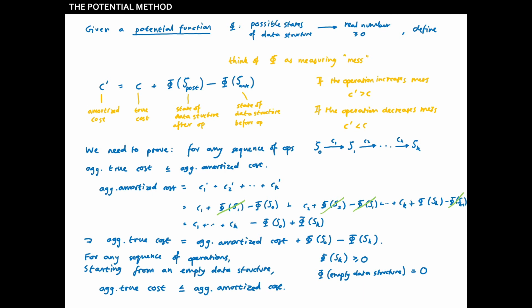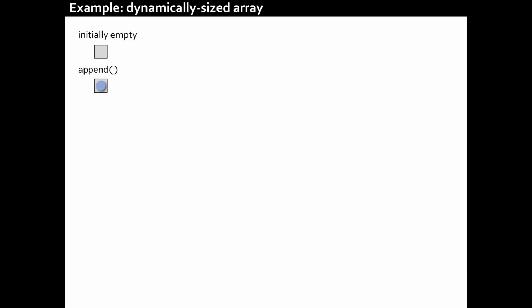Let's work through a practical application of the potential method to see how this formal definition works in practice, and how you actually solve real problems. The problem I'm going to look at is a dynamically sized array. A dynamically sized array is, for example, what Java uses to store an array. Initially, we might start off with an empty array, let's say with capacity 1.